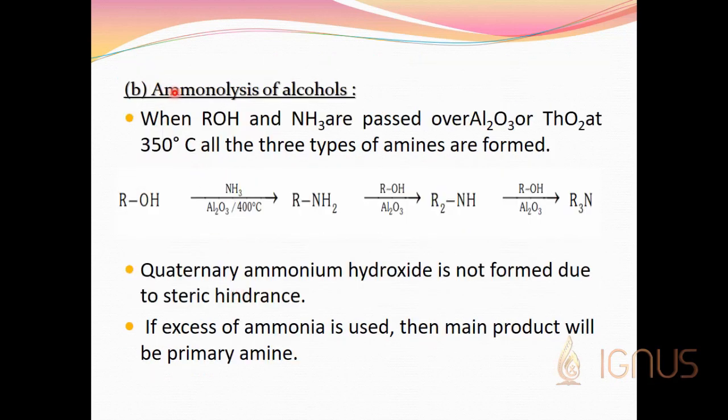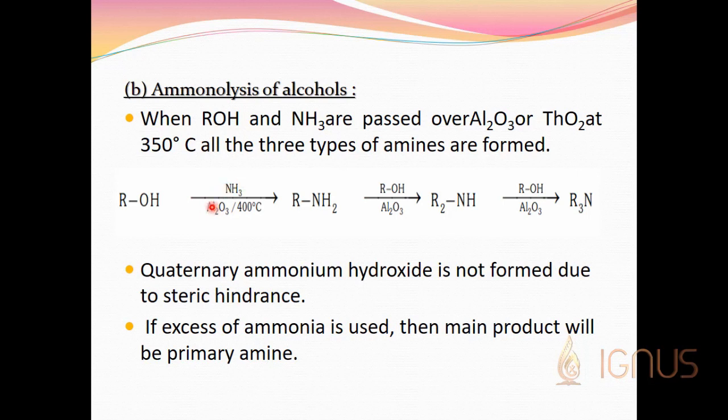Next, from ammonolysis of alcohol. We usually represent alcohol as ROH. When alcohol and ammonia are passed over Al2O3, all three types of amines are formed. Let us see the chemical reaction. Here alcohol is taken and NH3 is passed over Al2O3 along with ROH.